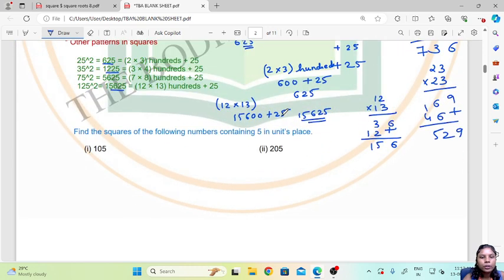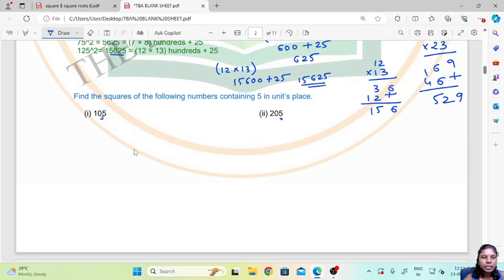Now let's try to find the squares of the following numbers containing 5 in the units place. Previously we had 25, now we have 5 in the units place. We have to use the same method. So the 25 at the end will remain constant. Now 10 could be a product of 1 into 10 or 5 into 2. So we'll write 2 into 5 hundreds.